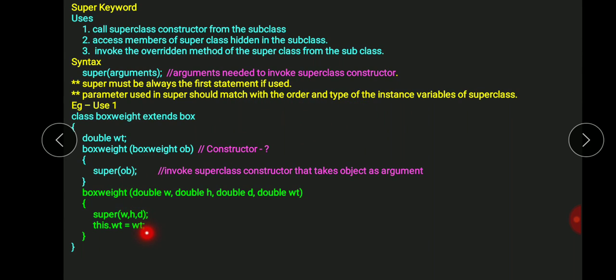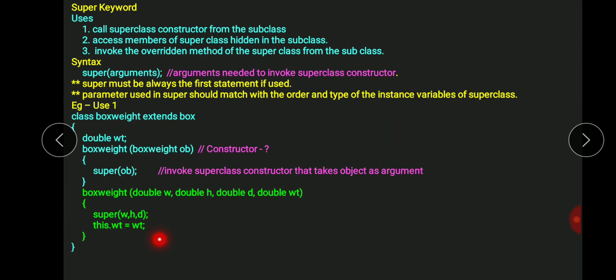So for the first use of the super keyword, calling the superclass parameterized constructor from the subclass, this is the example program. This example program is the same as the previous example which we discussed for the this keyword, so I have not rewritten the program once again.